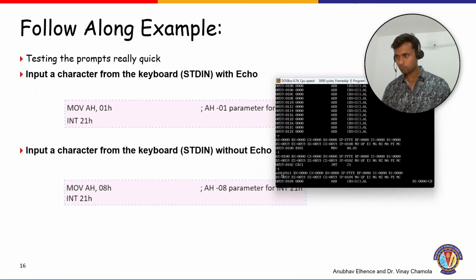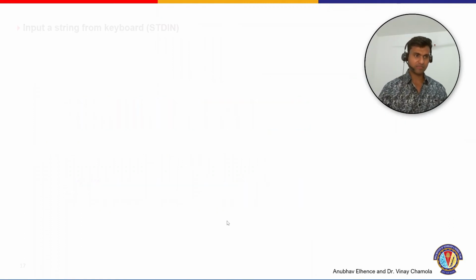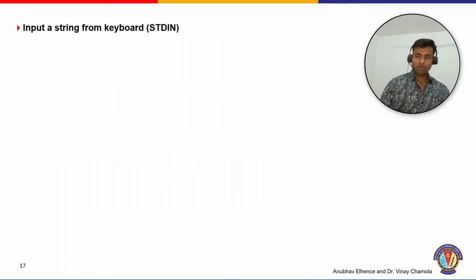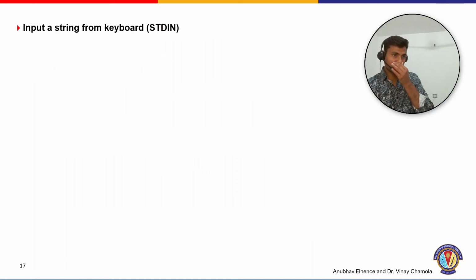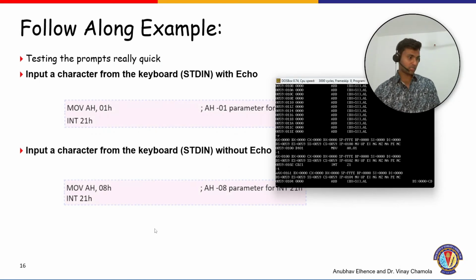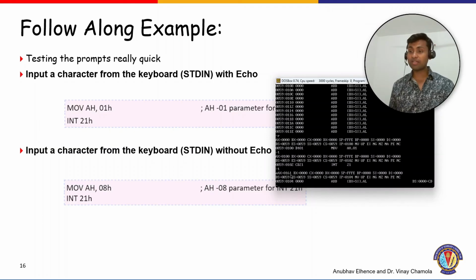All right, let's try out the second command, which is without echo. I think that you can do that easily. Let's skip that. Now comes the interesting part, input a string from a keyboard. By the way, one important thing to notice is that AL is storing 61, which is the ASCII of whatever I've inputted, right?